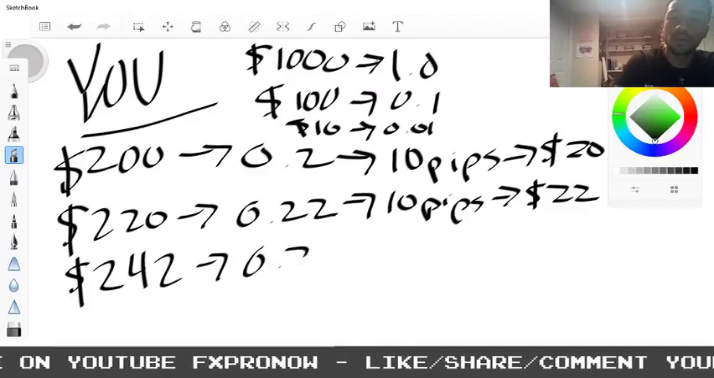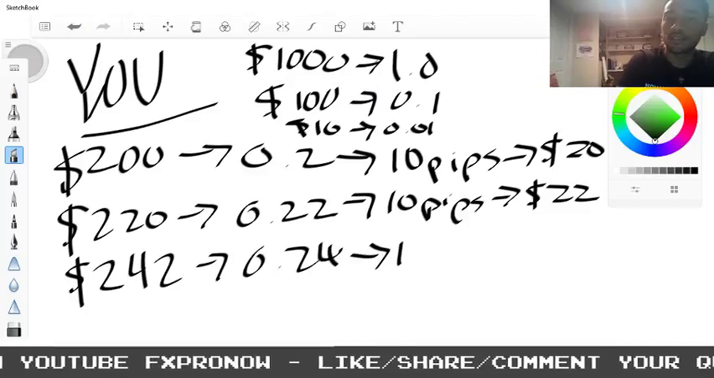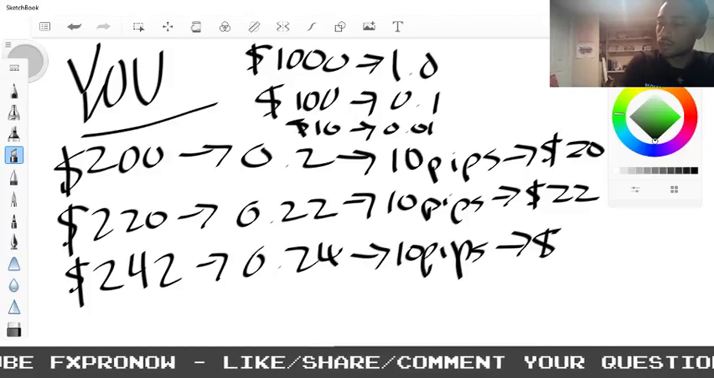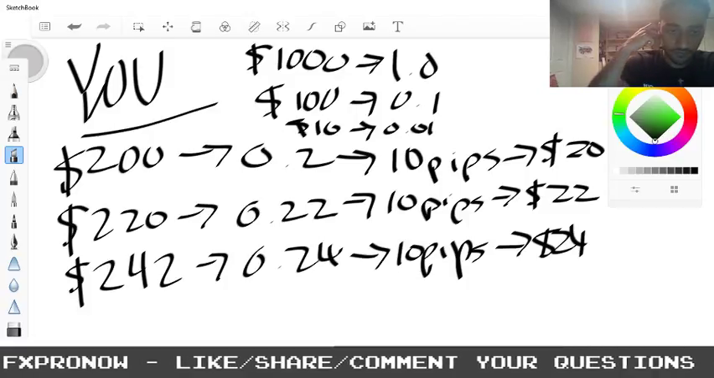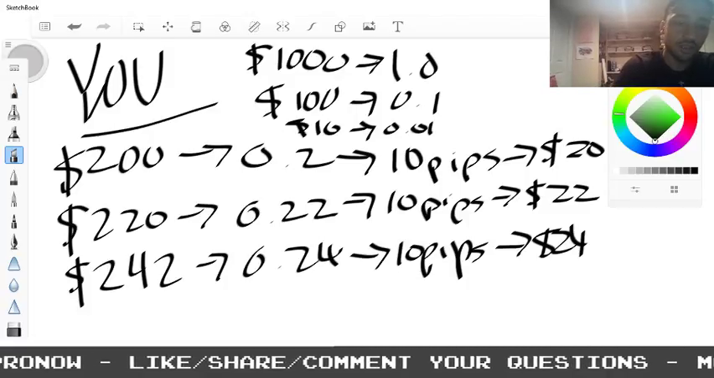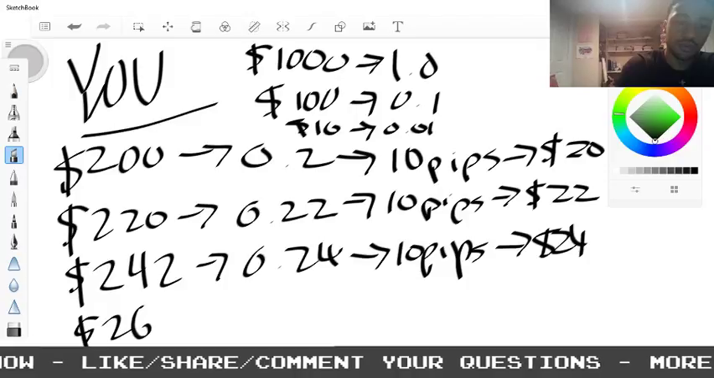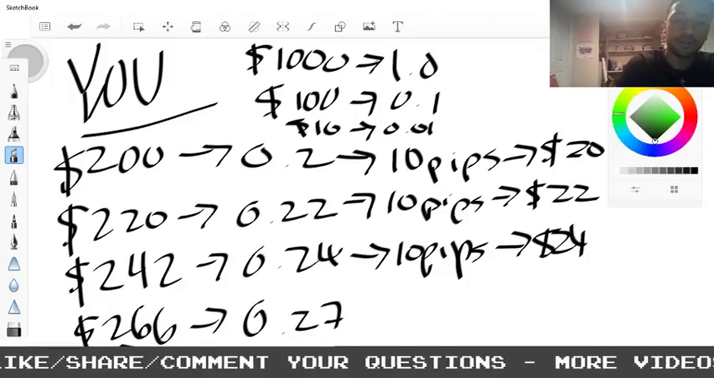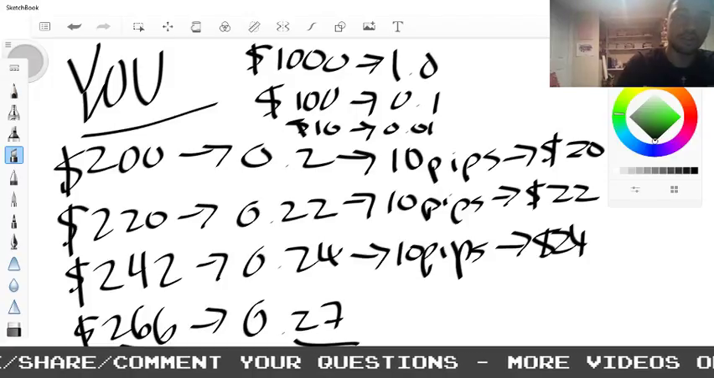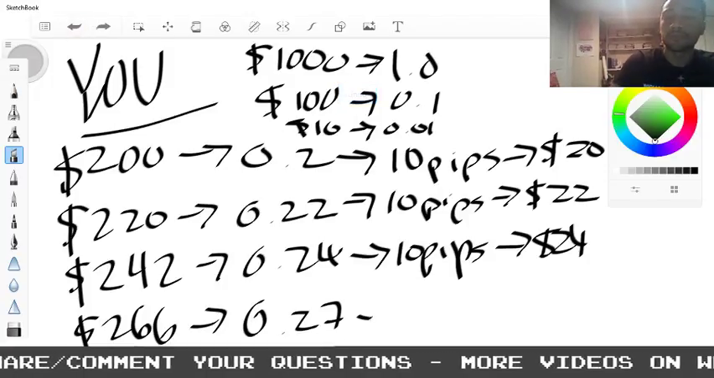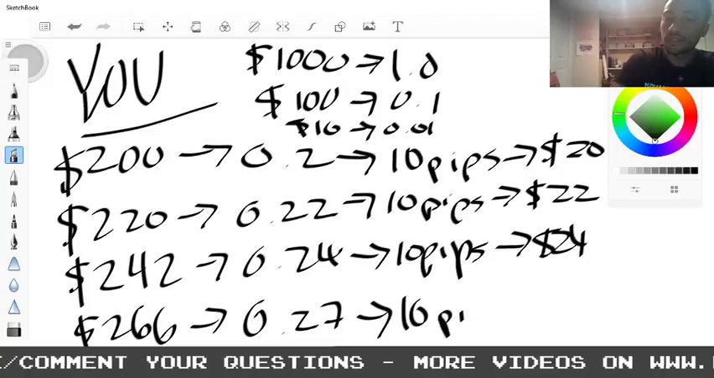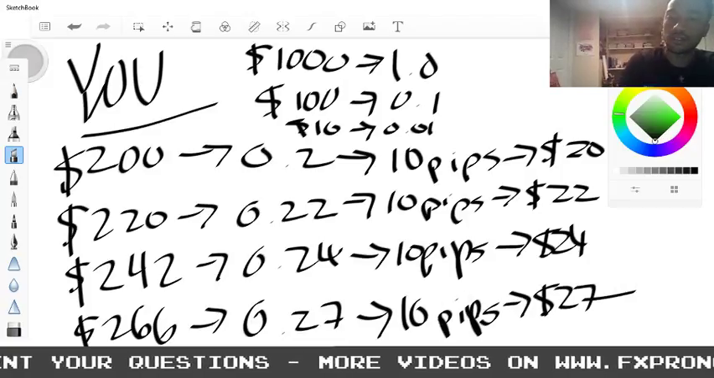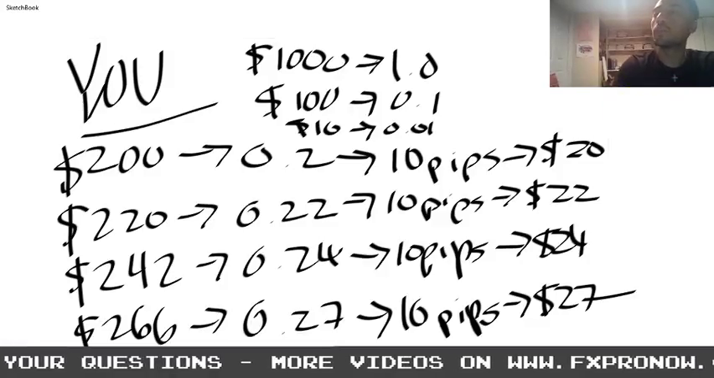242. Now you can do this lot size, 10 pips, 240, $24. And then now you have that in your account. Now you can just round up, right? From this to this, you can just round up, okay? 10 pips, $27.